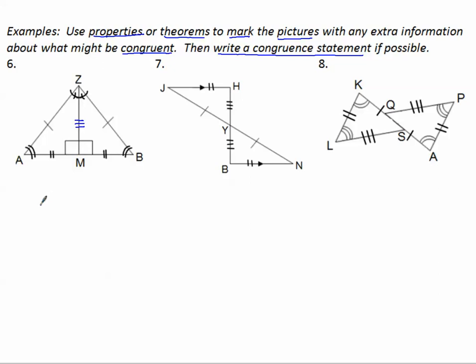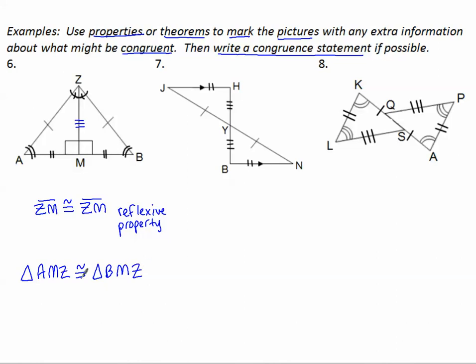Because this segment is the same as itself, I'm going to say segment ZM is congruent to itself, segment ZM, and it's by the reflexive property. So I'm going to make sure that I write down that it's the reflexive property allowing me to mark that it's congruent. Now I see that everything has markings, congruent angles and congruent sides in the two triangles. So now I can write a congruent statement. Triangle AMZ is congruent to triangle BMZ. I'm matching up the corresponding parts.